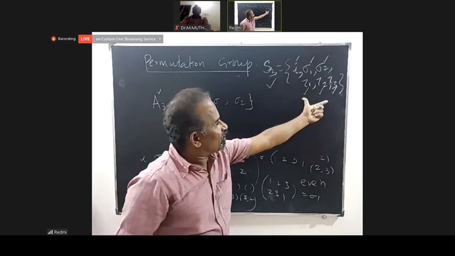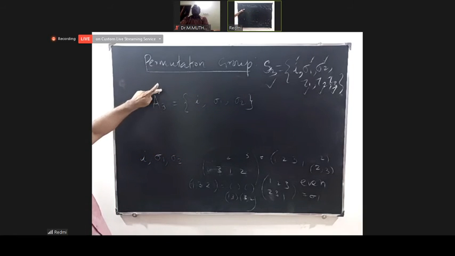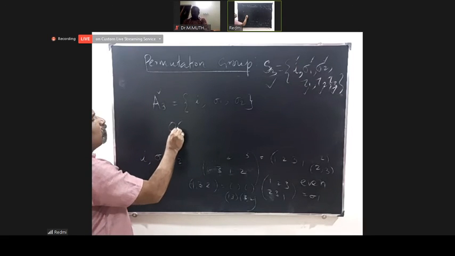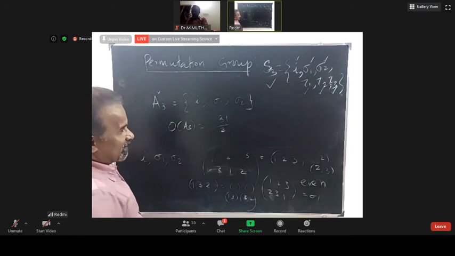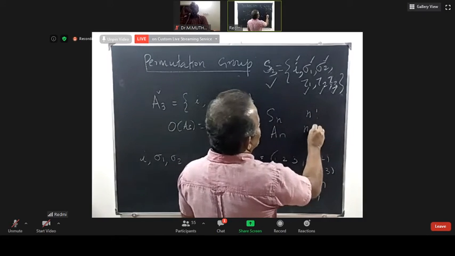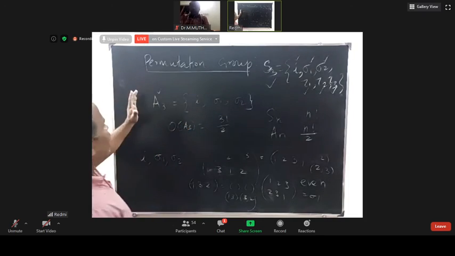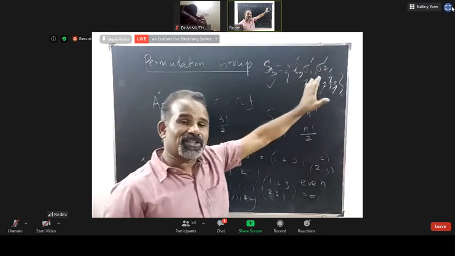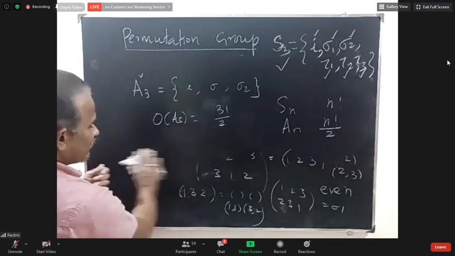S3 consists of 3 factorial, therefore 6 elements. Here we have only 3 elements, so this group is called the alternating group. Order of A3 is equal to 3 factorial by 2. In general, Sn has n factorial elements, and An has n factorial divided by 2 elements. From the symmetric group, we take the alternating group consisting of all the even permutations.